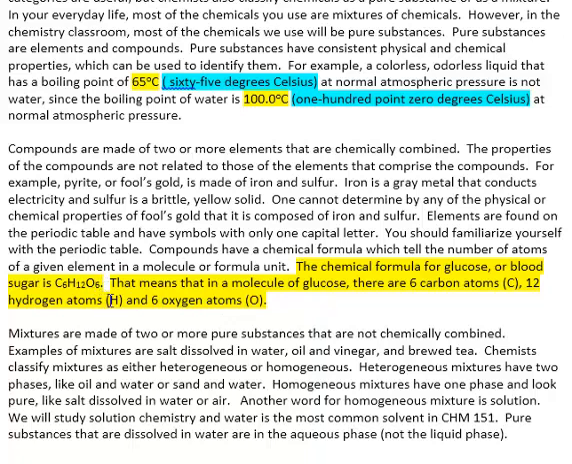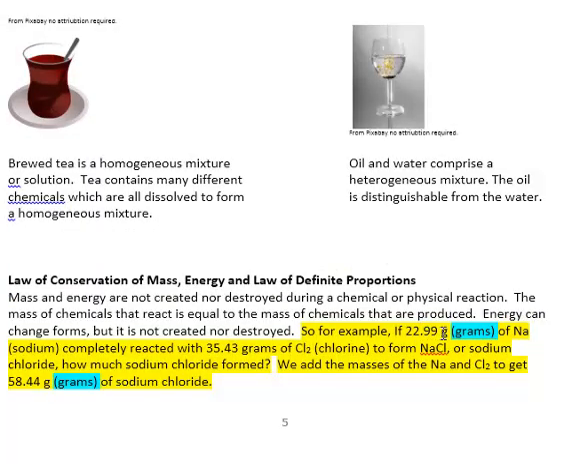symbol for oxygen. So for example, if 12.99 g, which is what we use to signify grams, of capital N lowercase a, otherwise known as sodium, completely reacted with 35.43 grams of Cl2, otherwise known as chlorine, to form NaCl, or sodium chloride, how many grams of sodium chloride formed? We add the masses of sodium and chlorine to get 58.44 grams of sodium chloride. Now in chemistry, anytime we see this lowercase g after some numbers, that means grams.